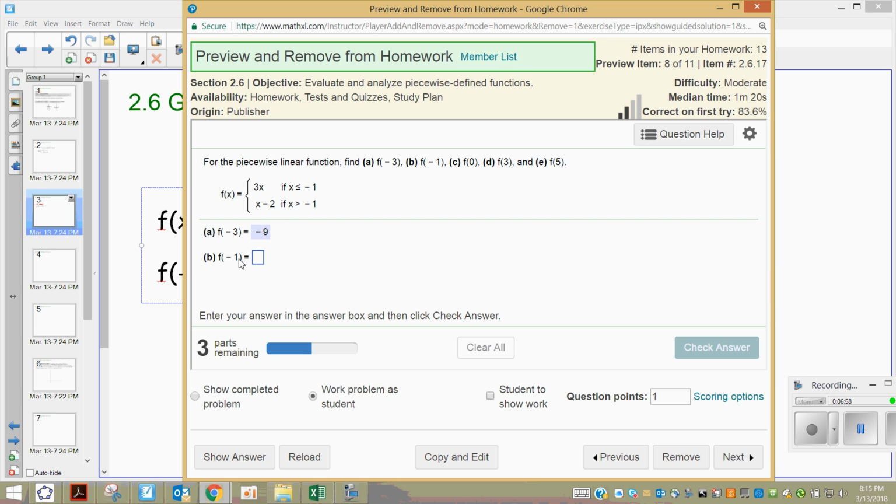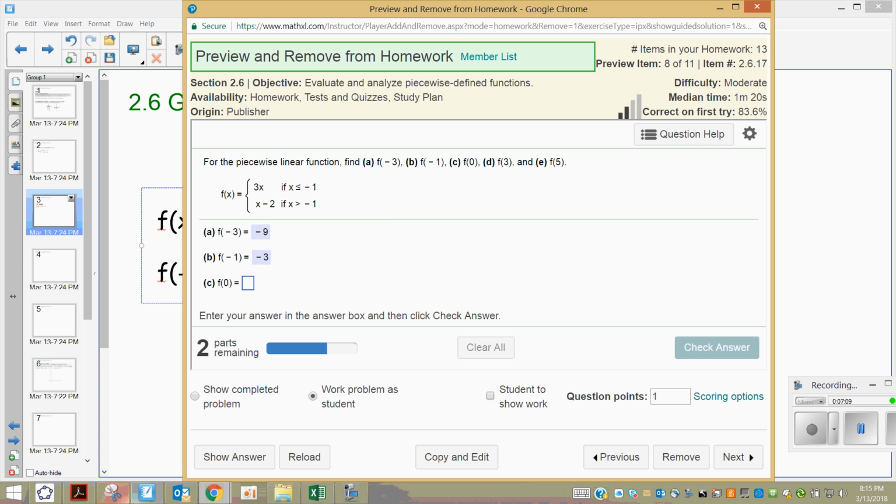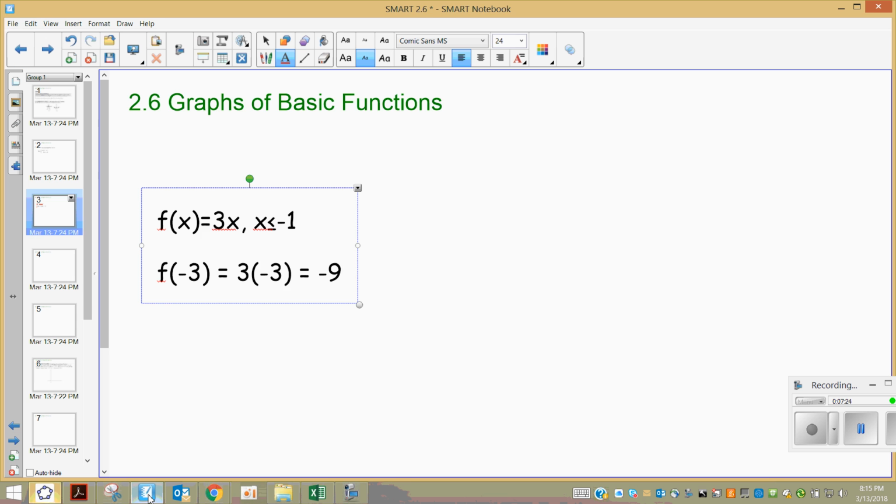F of negative 1. All right, so even when it's just equal to negative 1, we still use 3 times x. So 3 times negative 1 will be negative 3. And if I show you on GeoGebra, when I do negative 1 and 3, or negative 3 rather, it lands right there on my line. Okay.